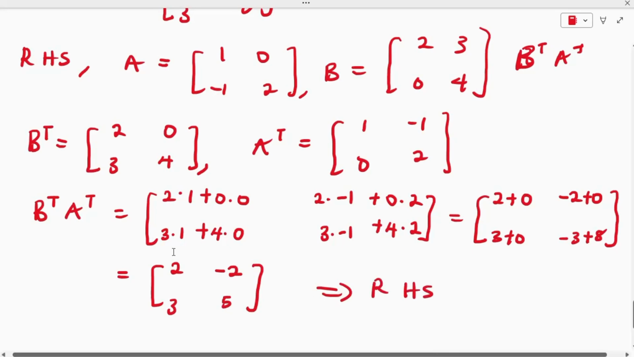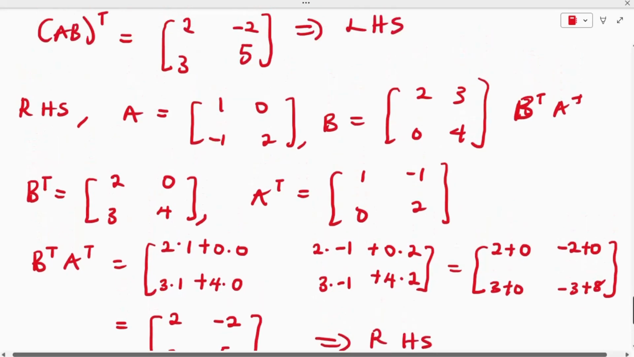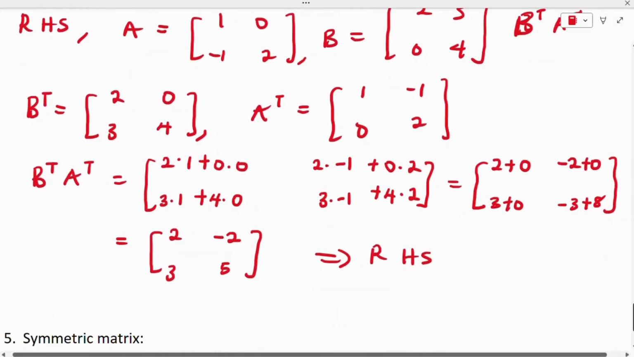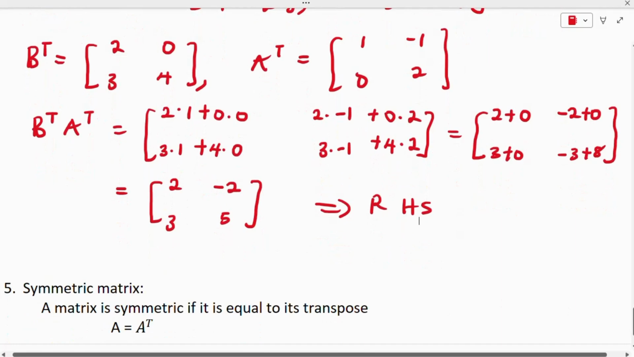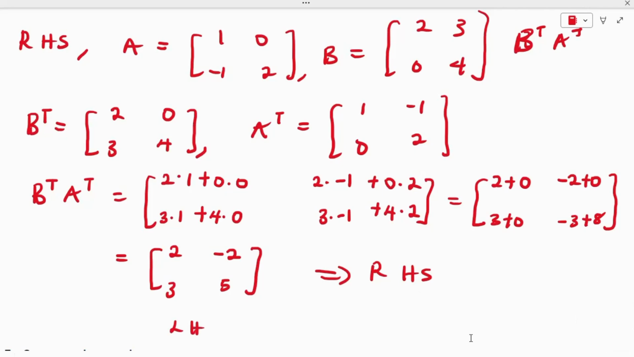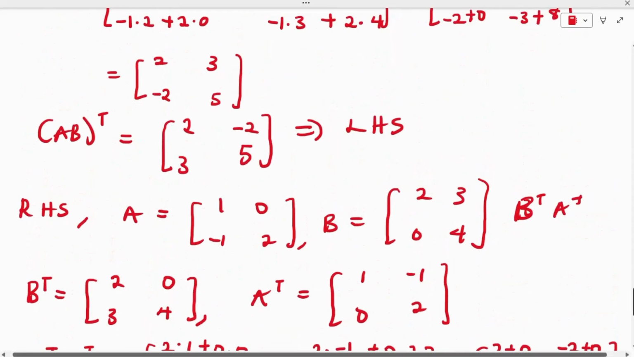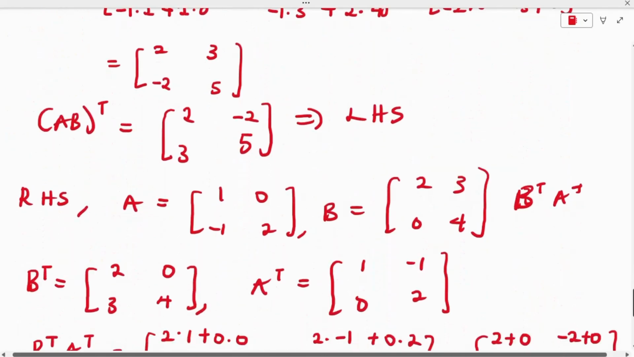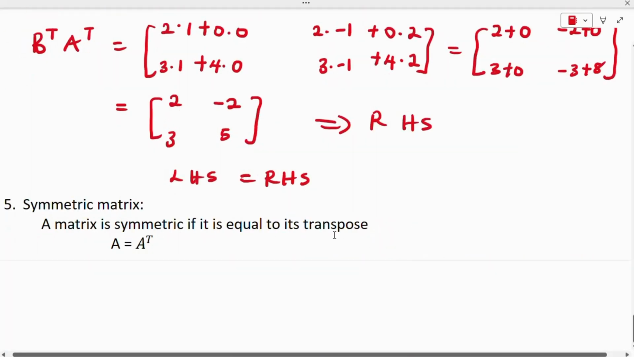So let's simply check if this is correct. For the left hand side, we have 2, negative 2, 3, and 5. And for the right hand side, we have 2, negative 2, 3, and 5. So this is to say the left hand side is equal to the right hand side, and hence the multiplication matrix property actually holds. So lastly, the last property of transpose is the symmetric matrix.